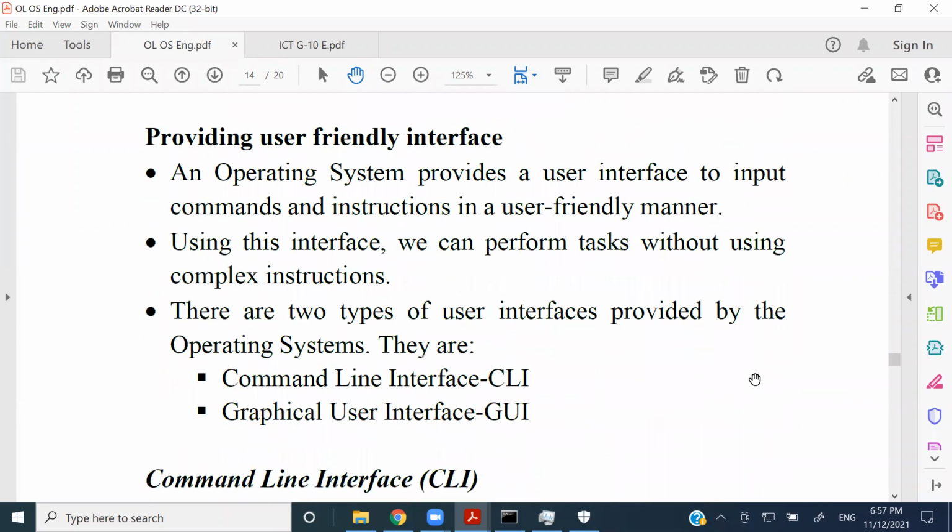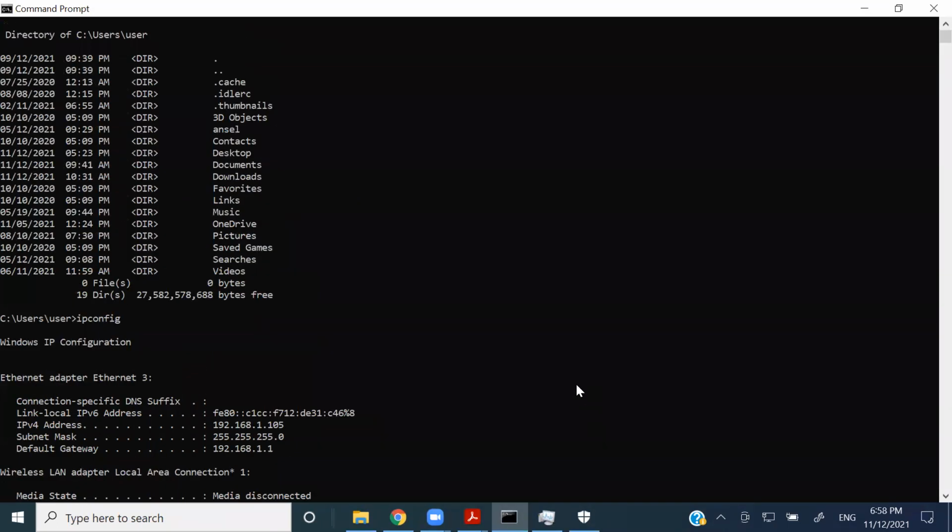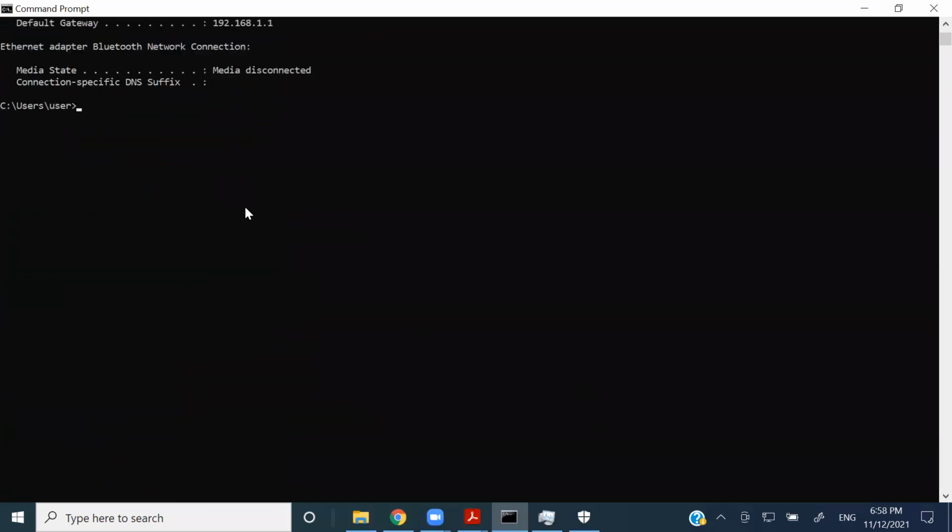Then the next one is called providing user-friendly interfaces. So we have talked about this, right? The very first interface that we had from the beginning of the operating system is called the command line interface, CLI, right? Here we have to give a particular command to see some result. One command is given, one particular result will be shown. So in the early days, this was your interface, the command line interface, which was not a very attractive one.